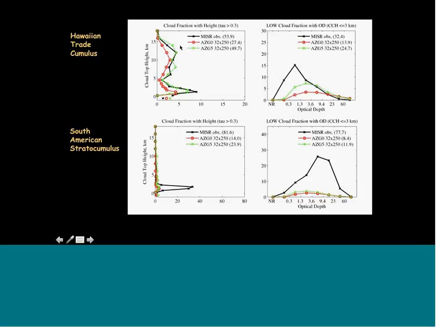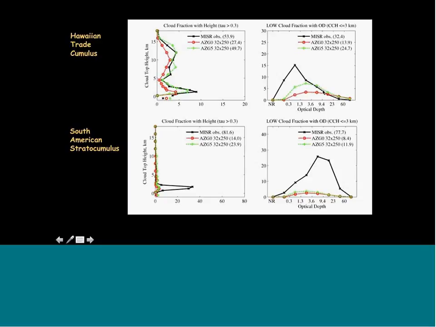So you can see here in this upper left panel, this is the distribution of cloud top heights, where the red is the original model, or the 52-layer model with fixed grids, where there tend to be too few and too low trade cumulus clouds, and they fill in quite nicely with the adaptive grid.